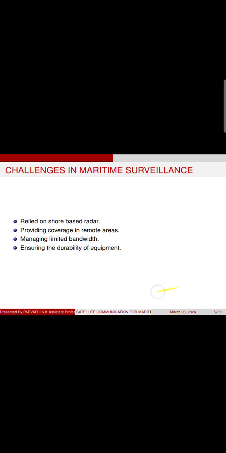Now let's move on to the challenges in maritime surveillance. Monitoring the vast expanse of the world's ocean and tracking the movements of countless vessels in real time present considerable challenges. Traditionally, maritime surveillance heavily relied on shore-based radar and visual observations, limiting effectiveness, especially in remote areas. Furthermore, the sheer volume of data generated by vessels necessitates efficient and scalable solutions, providing coverage in remote areas.